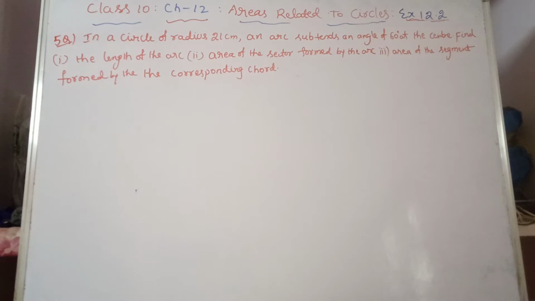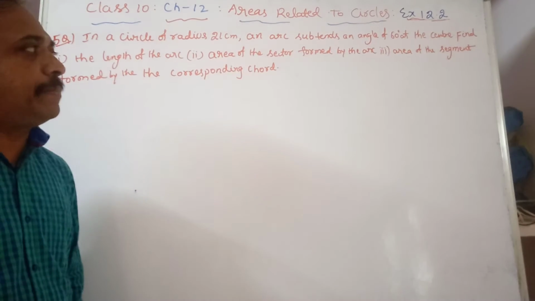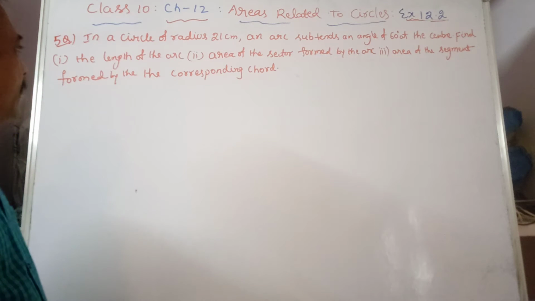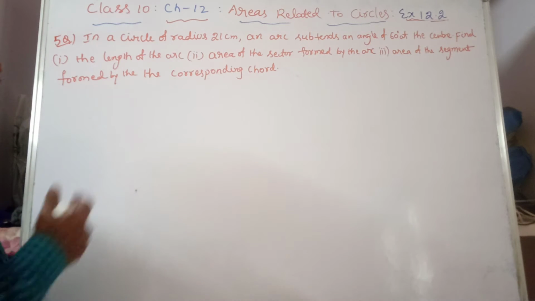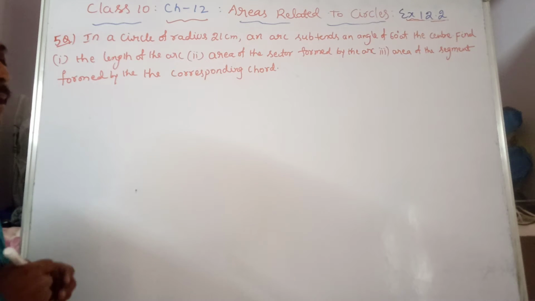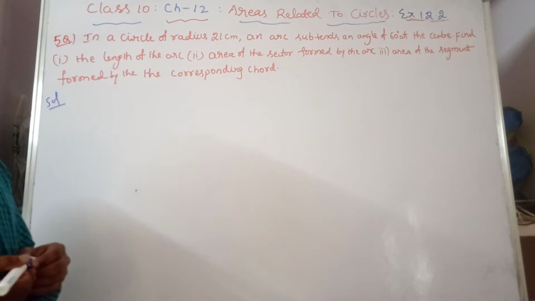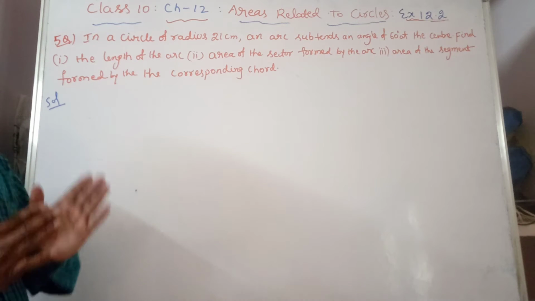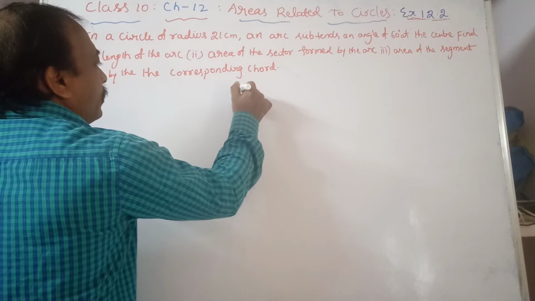Now see question number 5. In a circle of radius 21 centimeter, an arc subtends an angle of 60 degrees at the center. Find the length of the arc, second, area of the sector formed by the arc, and area of the segment formed by the corresponding chord. So in this three are there. One is length of the arc, area of the sector formed by the arc, and area of the segment formed by the corresponding chord. Look at this diagram first.